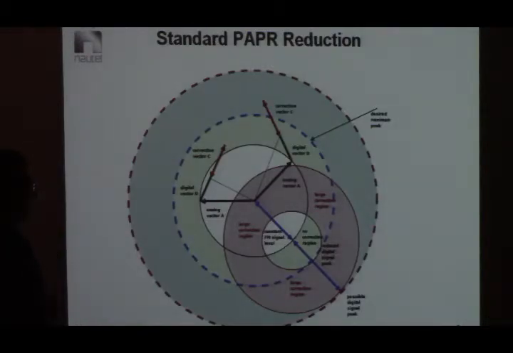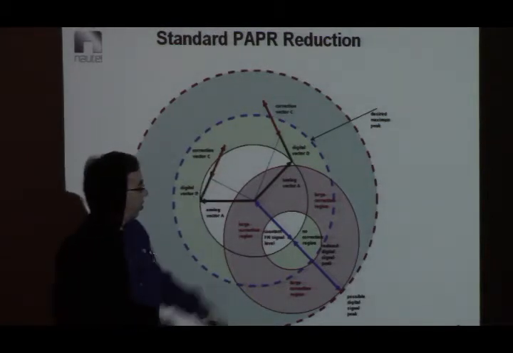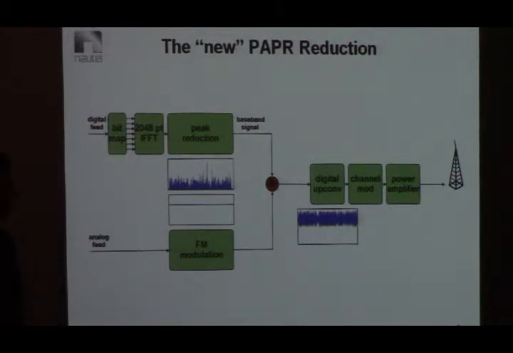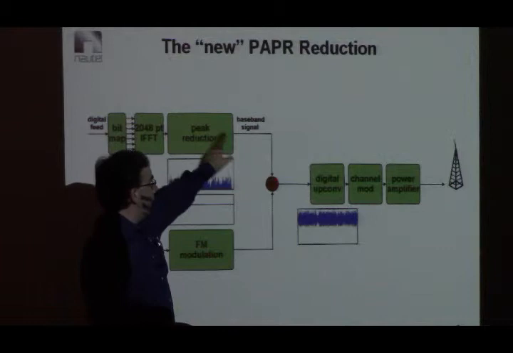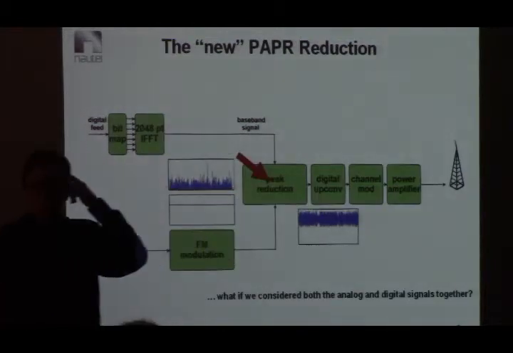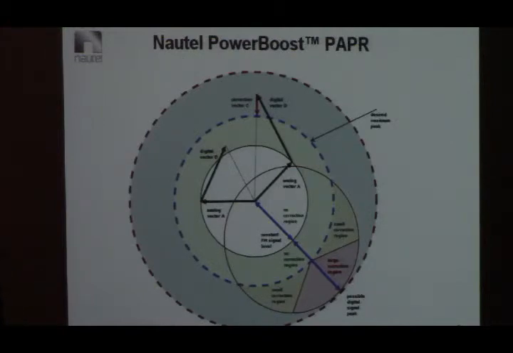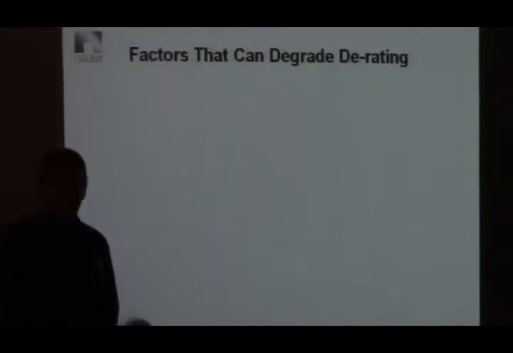Okay, the PAPR reduction, this is what I was talking about when you add all these vectors on here. What we're doing now on hybrid systems is instead of doing the peak reduction here, we've moved it over to there at the combined system. So we're looking at both. It gives us the ability to give a more accurate correction and give you better headroom.